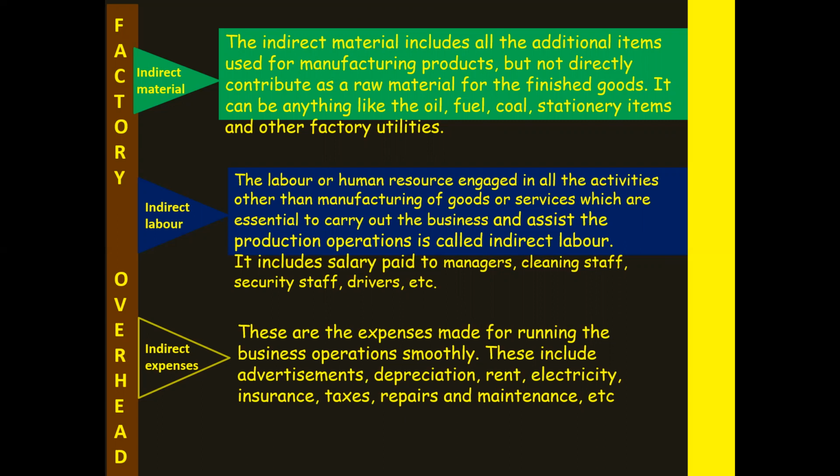The other one is the indirect expenses. These are the expenses that are not included in the business operations. They are electricity, rent, depreciation. They are very important, but they are not included in the production process or in the manufacturing, but they are equally important as compared to indirect material and indirect labor.